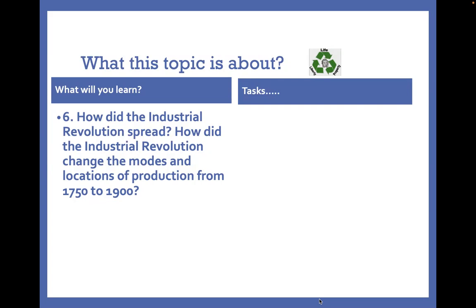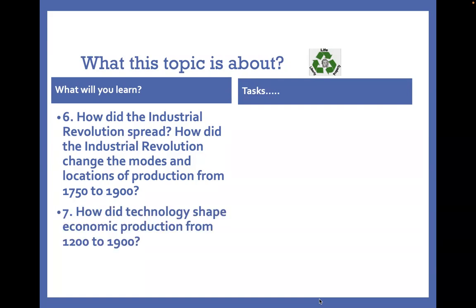So overall, we need to answer two essential questions. How did the Industrial Revolution spread? How did the Industrial Revolution change the modes and locations of production from 1750 to 1900? We pay special attention to the technology and how it shaped economic production, knowing that when we zoom back out here, there's going to be a larger picture for us to look at.